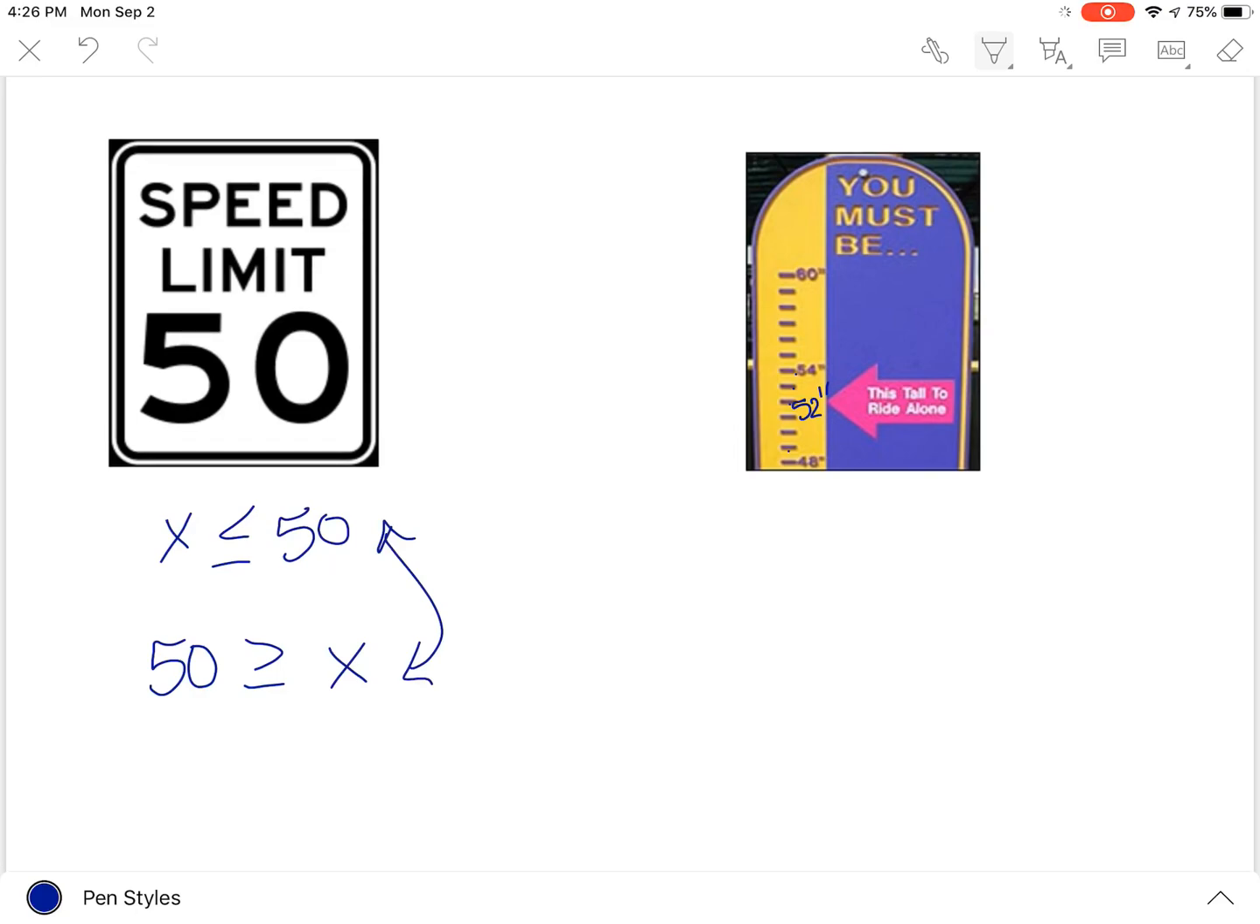Have you ever gone on a carnival ride and it tells you you must be a certain height? So this sign says you have to be 52 inches tall. So that means your height x could be greater than 52, or it could be equal to 52. And again, we could flip this around. 52 could be less than or equal to your height x. So these are some real-world situations where you might encounter inequalities.